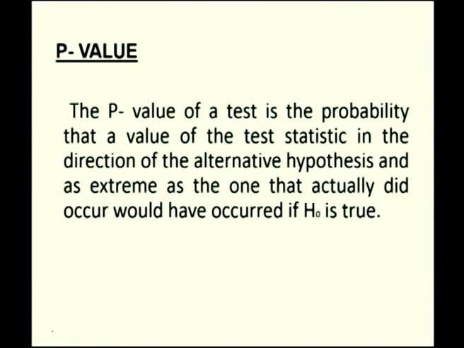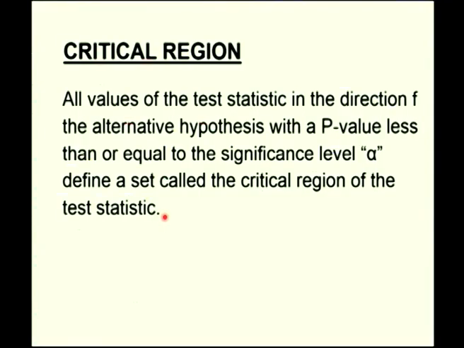First of all, critical region. Studying critical region, we need to know the value called p value of a test. What is the p value of a test? P value stands for probability value of a test, is the probability that a value of the test statistic in the direction of the alternative hypothesis, and it is as extreme as the one that actually did occur, would have occurred if H naught is true. That is, a p value is ultimately nothing but a probability value of the test statistic where the alternative hypothesis is concerned.